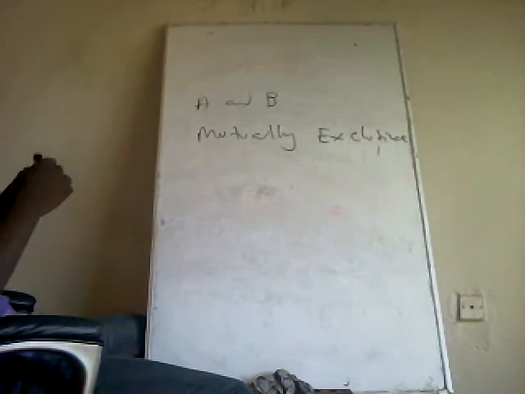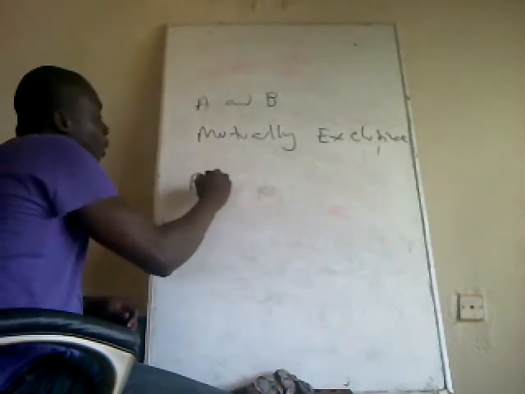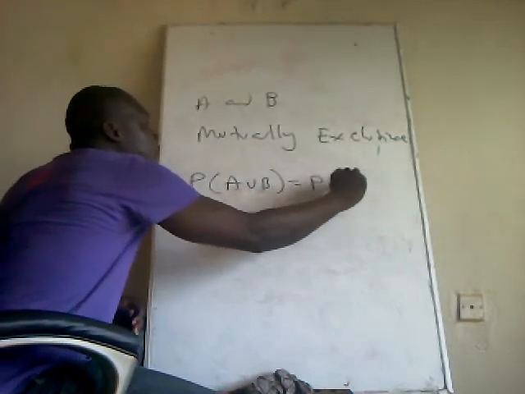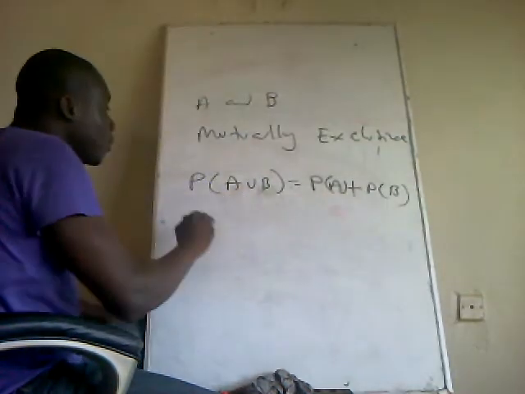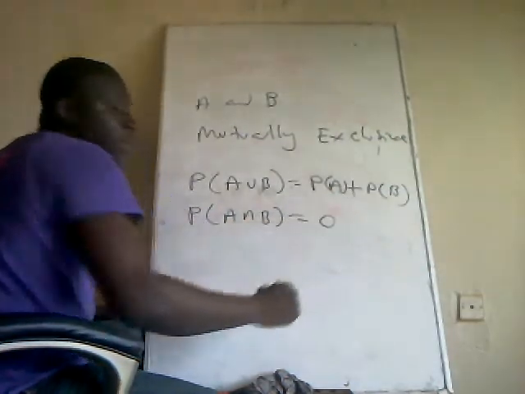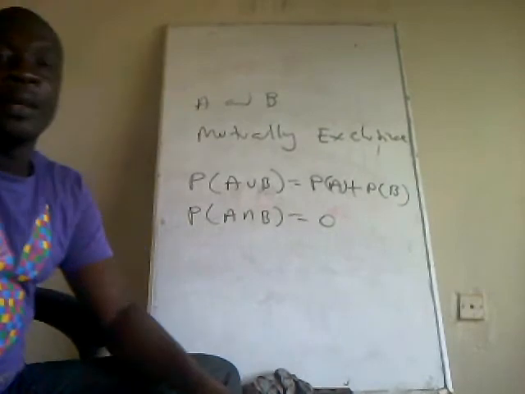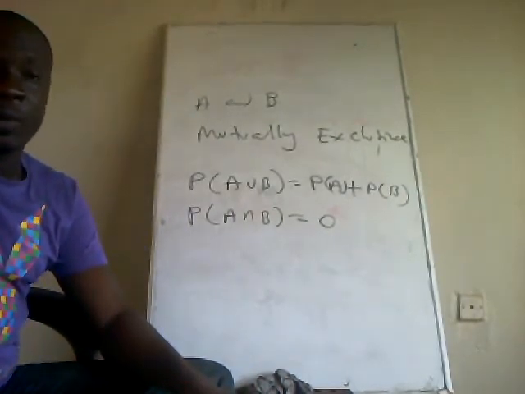And mathematically, we say that if two events are mutually exclusive, it means that P of A union B is equal to the probability of A plus the probability of B. Or better still, it means that P of A intersection B is equal to 0. So when we say two events are mutually exclusive, it means that there is no intersection. Right? There is no intersection.